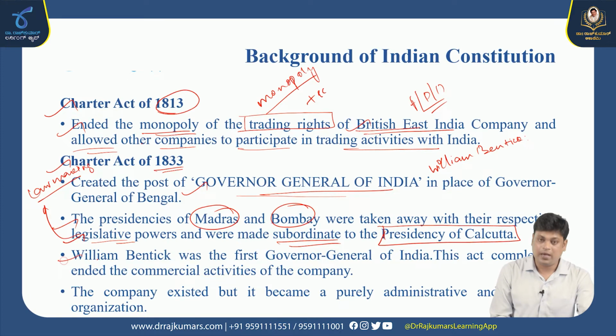So William Bentinck, as I told you, was the first Governor General of India. This act completely ended the commercial activities, and they focused purely on which activity? Administrative and political. They wanted to take control over the administration and politics of India. That is the purpose of enacting the Charter Act of 1833. These are all the provisions. It is mandatory to know what exactly is required for your examination.